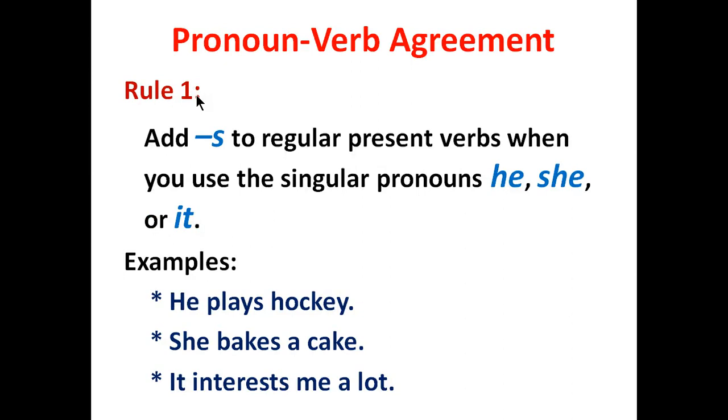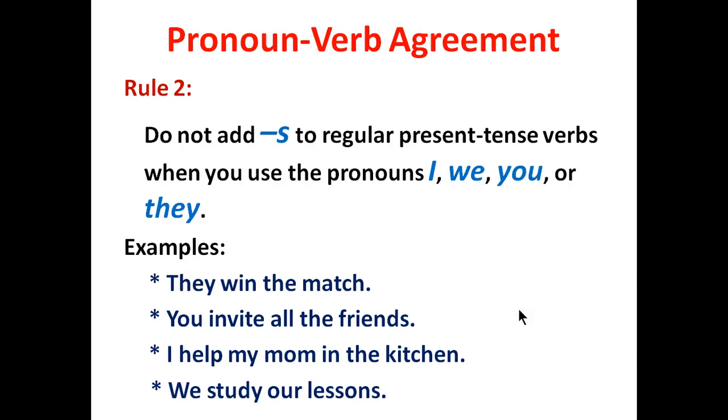Rule number 1. Add s to regular present verbs when you use the singular pronouns he, she or it. If the subject pronoun is he, she or it, you will add s along with the verb, as I have written in the example. He plays, she bakes, it interests. Now you cannot say he play or she bake. That will be wrong.